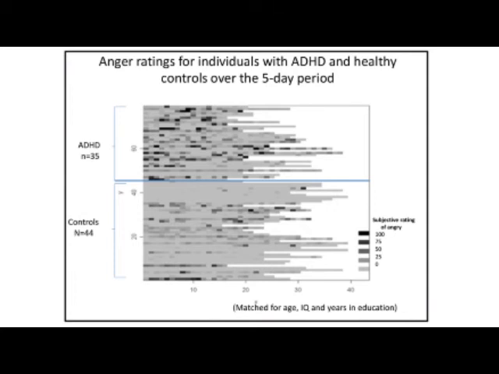This is overall what the data looks like in the ADHD group. These darker squares are when they're reporting feeling more angry. So you can see it's happening much more frequently. There's also much more variability going from dark to light, compared to the control group. Many of the control group are quite stable. Some of them are less stable, but there's a big difference between the two groups.